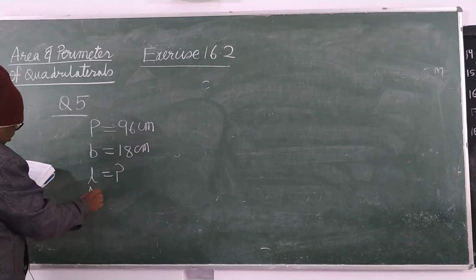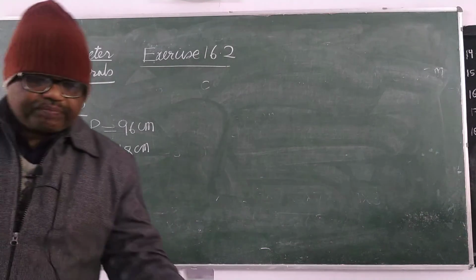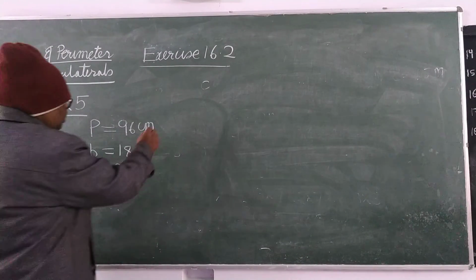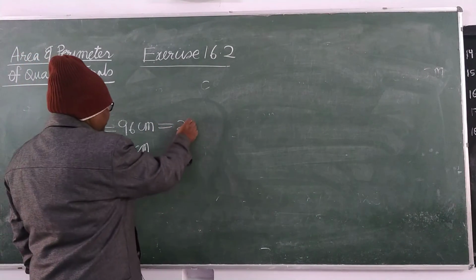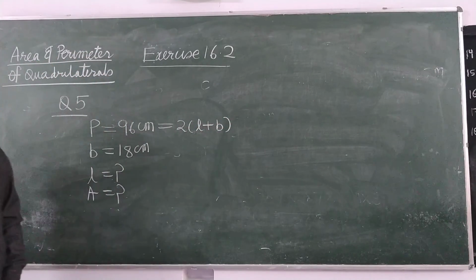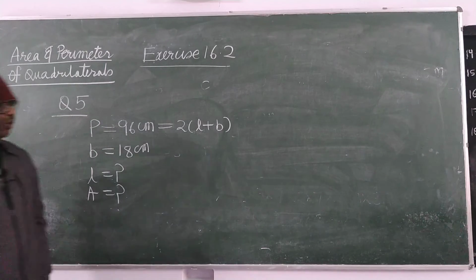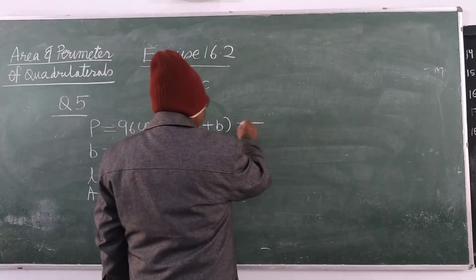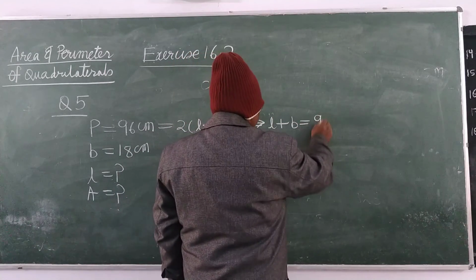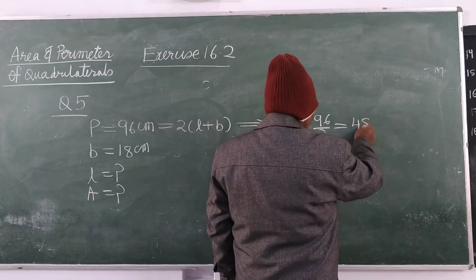So this question is also very simple. What is the formula of perimeter? The formula of perimeter is 2 times of L plus B. 2 times of L plus B equals 96. So what will be L plus B? L plus B will be equal to 96 upon 2, 48 centimeter.